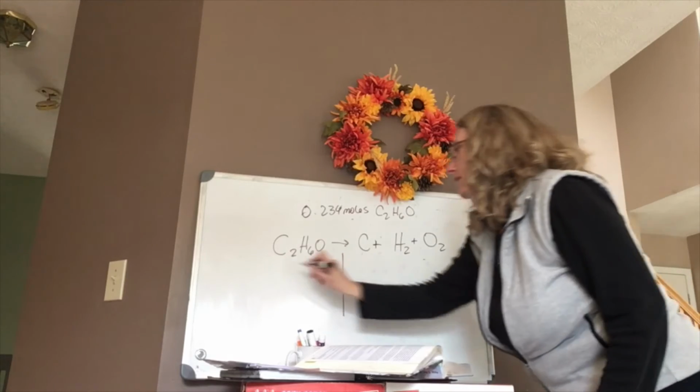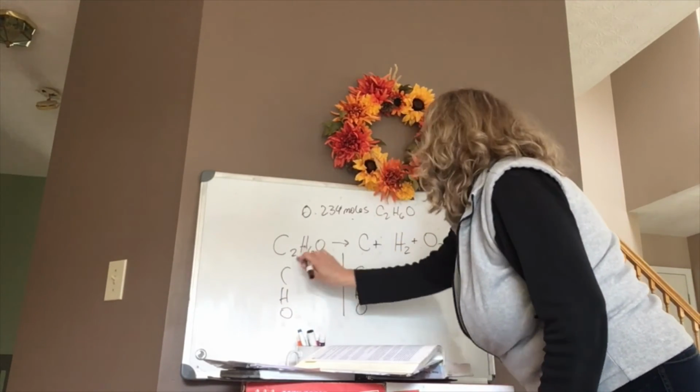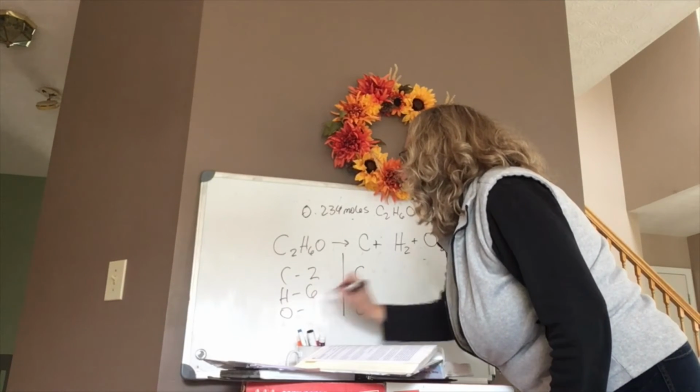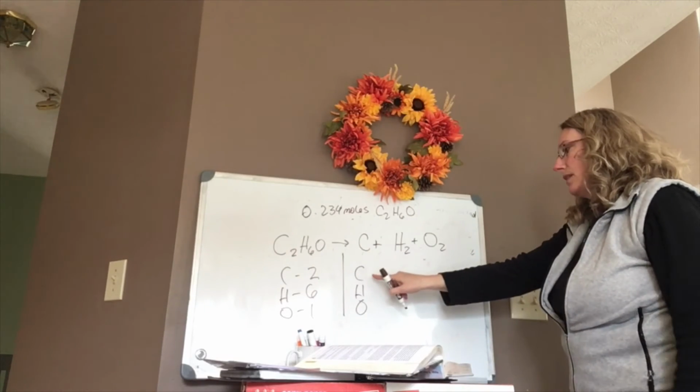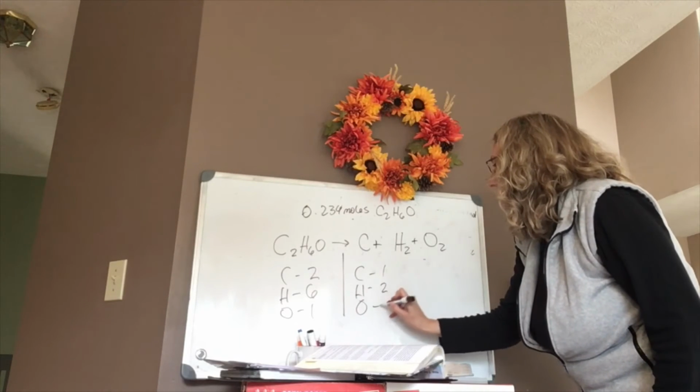So, let's balance. Oh look, it's a CHO problem. CHO, how many carbons do I have? How many hydrogens do I have? How many oxygens do I have? There's no number, so it's a 1. Let's just check these. Right now I have 1 and 2 and 2.